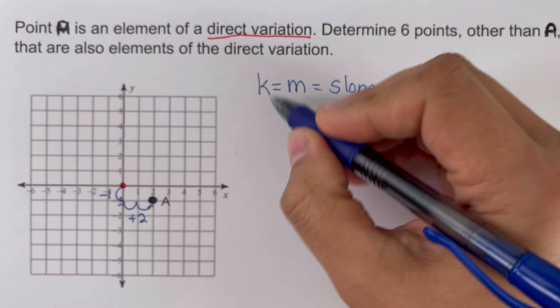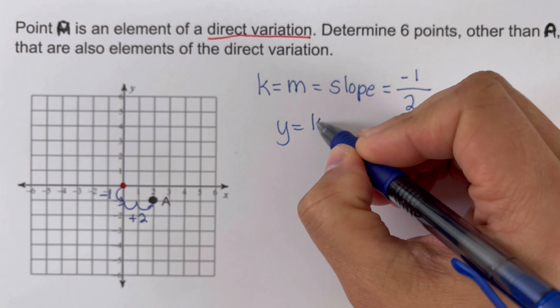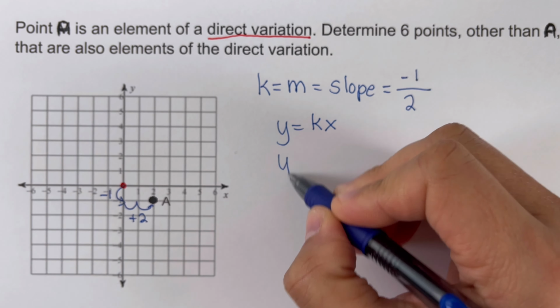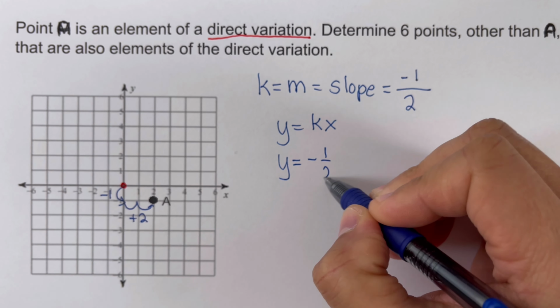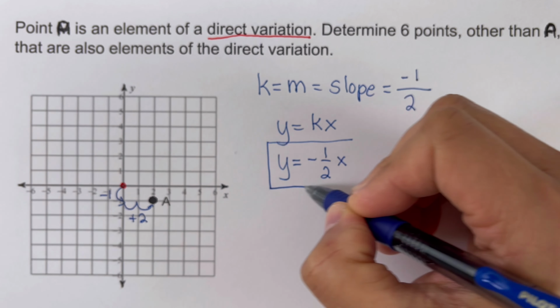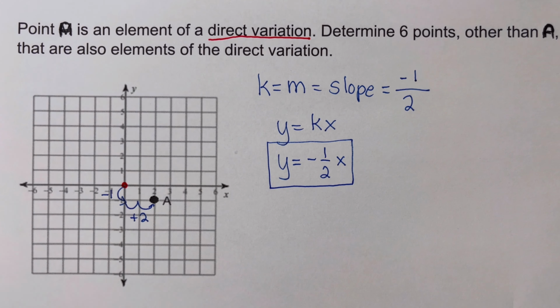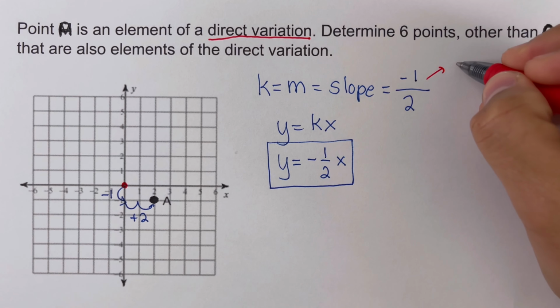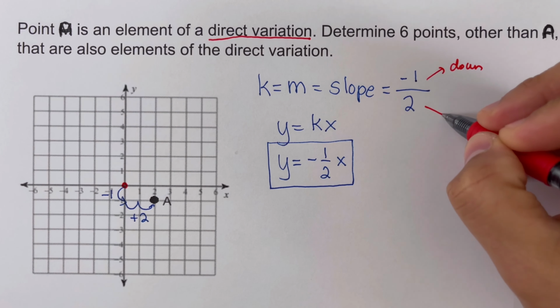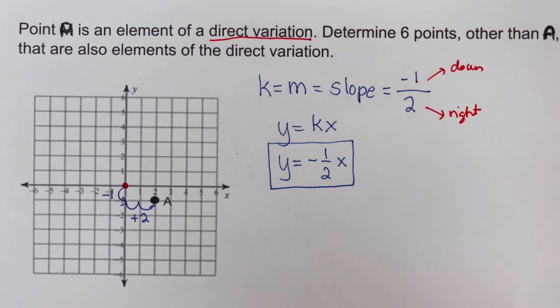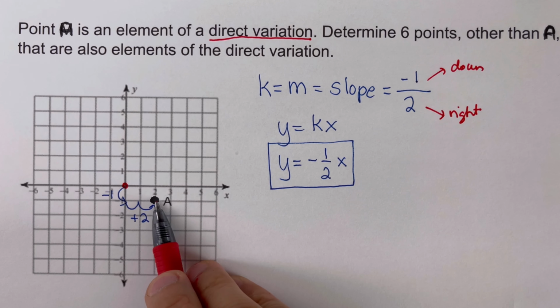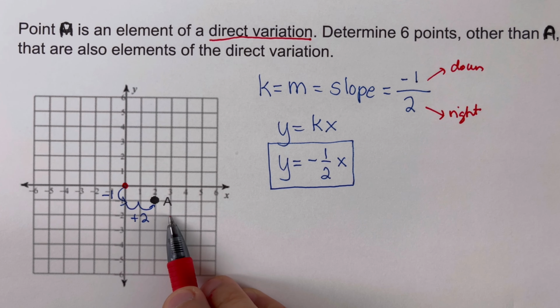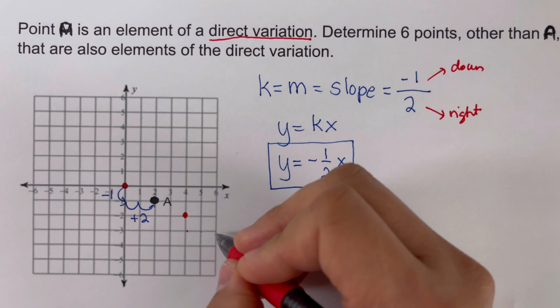So our equation for direct variation is y equals kx. The equation for this problem would be y equals negative 1/2 x. So this is the equation for this problem. Now, again, we remember that this is a negative, which means we go down, and then positive 2, we go to the right. So we do the same pattern here: down 1, right 2, 1, 2. So we go down 1, right 2. So this is the next dot.